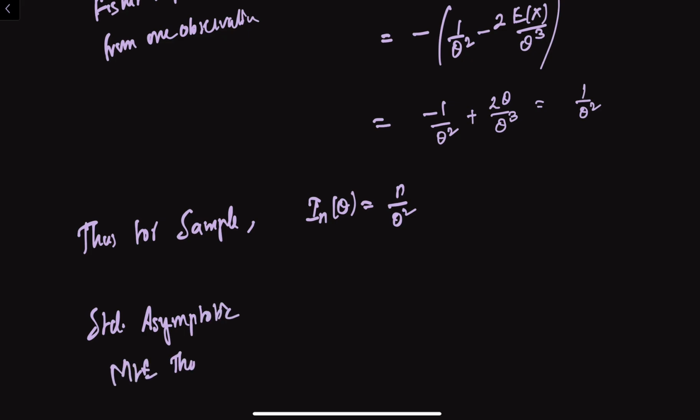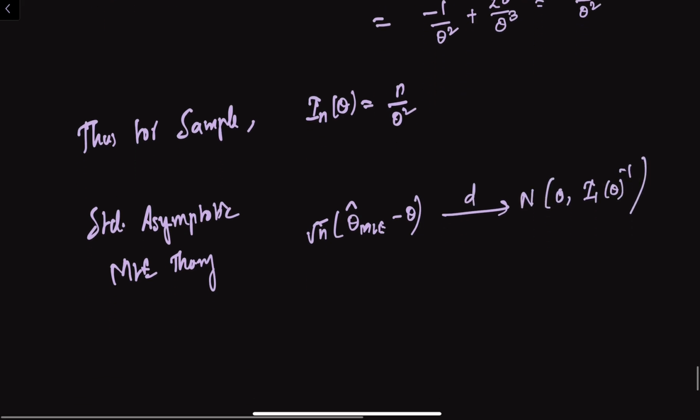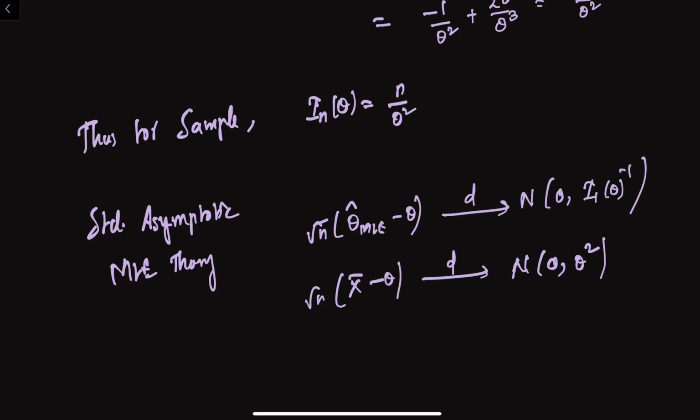By standard asymptotic MLE theory, square root of n into theta hat MLE minus theta converges in distribution to normal 0 comma I1 theta whole inverse, so this is theta square. So root n times theta hat MLE, which is nothing but x bar in this case, minus theta, converges in distribution to normal 0 comma theta square.